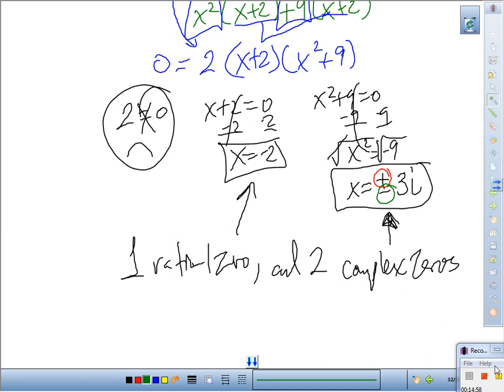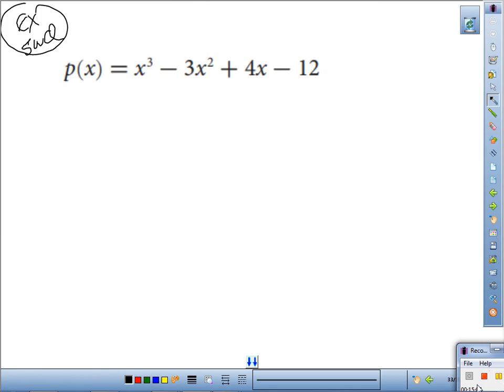Okay. Let's do another one. Example: P of x equals x cubed minus 3x squared plus 4x minus 12. This one you should be able to complete all the way through with your team. You got 2.5 minutes. Ready? Copy that in. Go. I'm going to send you a blank screen so you can send me the work as soon as you're done.